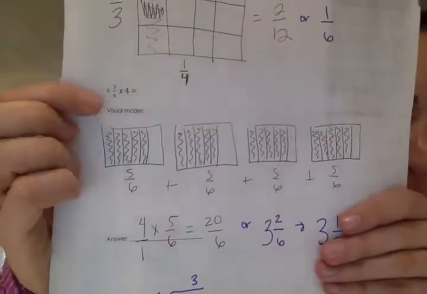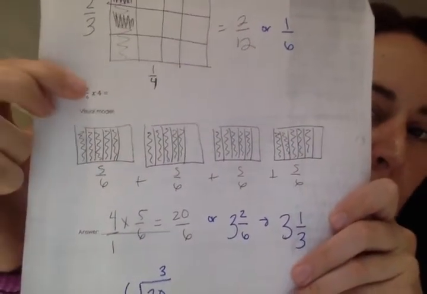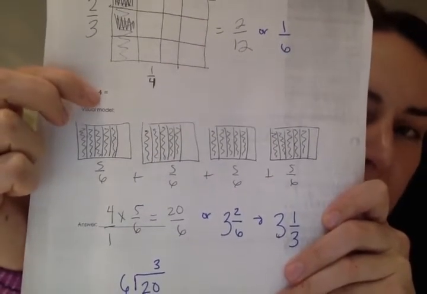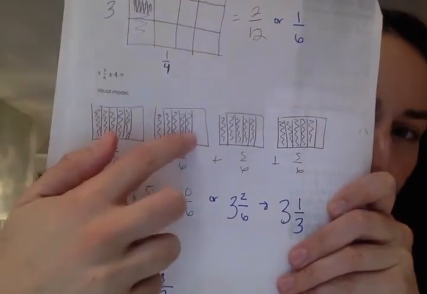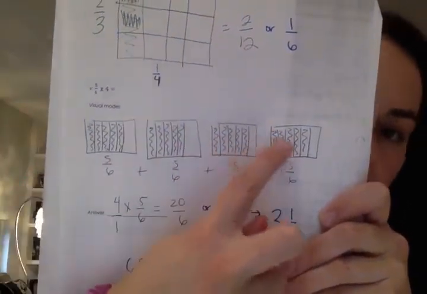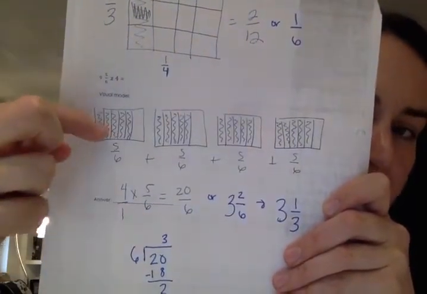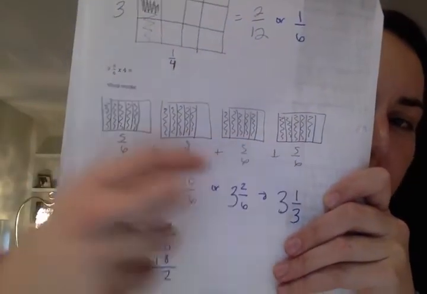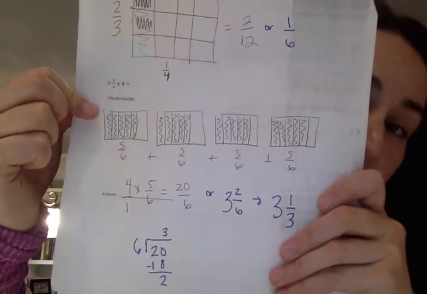Number 9 is multiplying a fraction by a whole number. So I have 5/6 times 4. That means I have 5/6 4 times. 5/6, 5/6, 5/6, 5/6. I drew the fraction strips, I shaded in 5 out of 6, and I labeled them. Then I put plus signs in between because what we're doing is repeated addition, and that's the same as multiplication.